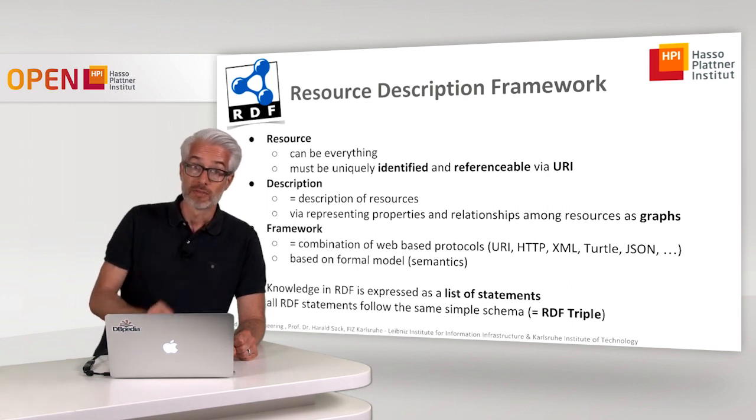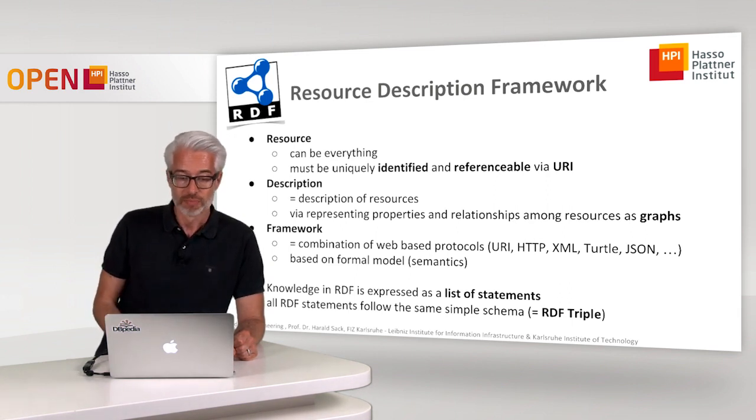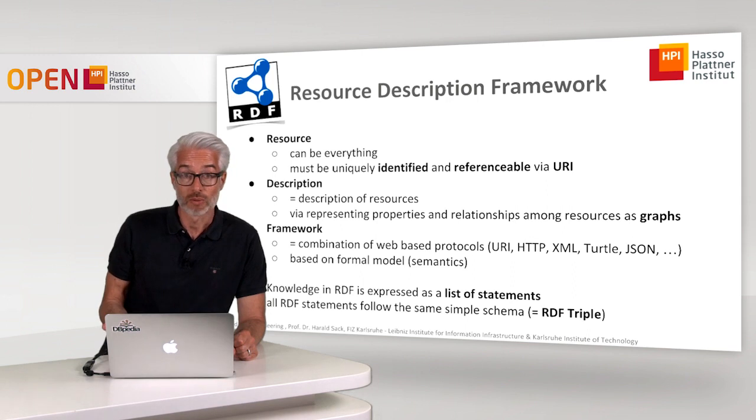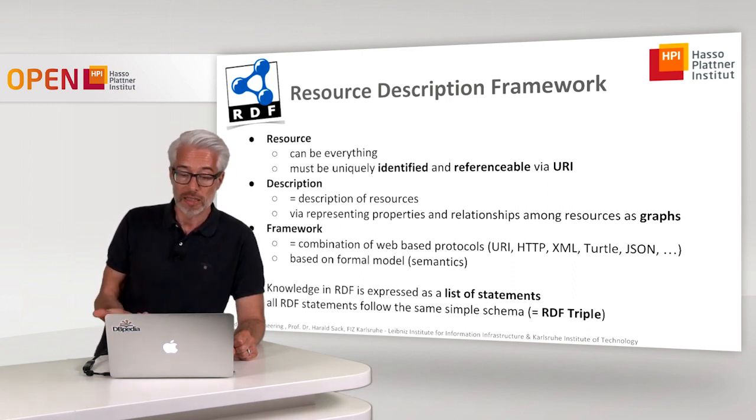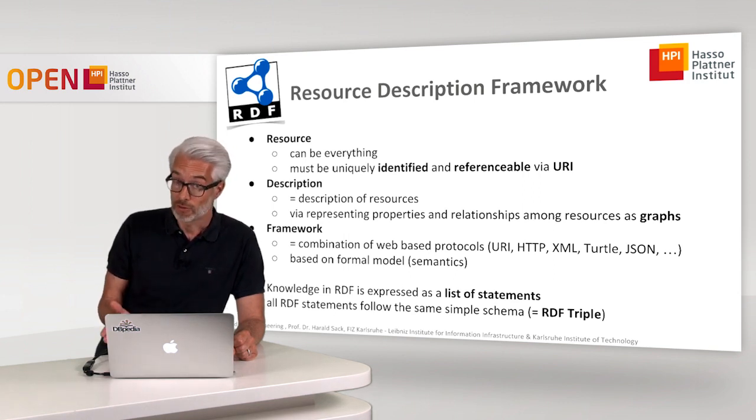So let's have a look at RDF. First, resource. What is a resource? Everything can be a resource, and you can make assumptions about nearly everything. A resource is something which can be uniquely identified and which can be referenced with the help of a URI on the web. So it means you must have a web address, and then, of course, you can make assumptions about this thing on the web.